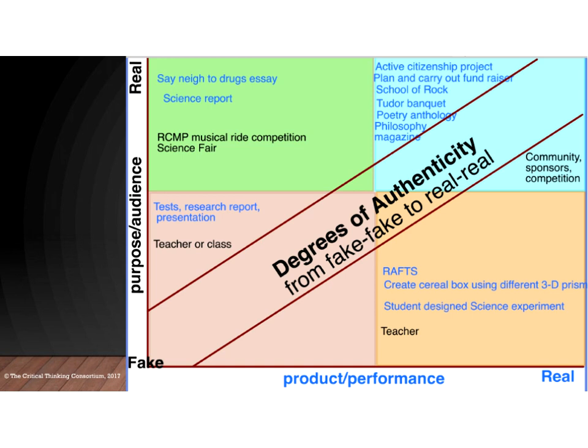Notice my line in the middle is looking at degrees of authenticity, moving learning from what I call fake to real. Down in the bottom left corner, this is my fake area. I would argue writing tests for most kids are fake. When I say fake, the one fake is the product or performance, that what you're asking me to do has no connection to the world beyond the classroom. It's something school makes you do, but you don't do it in life. So it's in kids' minds, this isn't authentic.